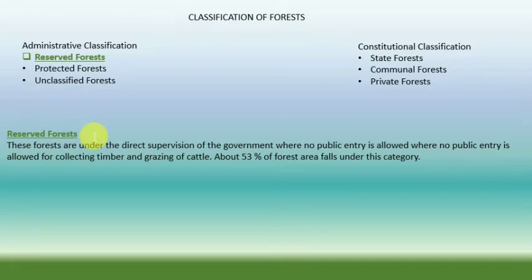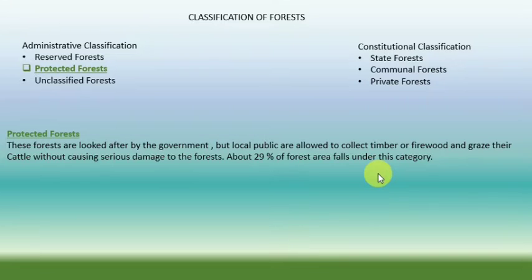Reserve forest: those forests are under direct supervision of the government where no public entry is allowed for collecting timber and grazing of cattle also. About 53% of the forest area falls under this category. Second, protected forest. These forests are looked after by the government, but local public are allowed to collect timber or firewood and graze their cattle without causing serious damage to the forest. Around 29% of the forest area falls under this category.